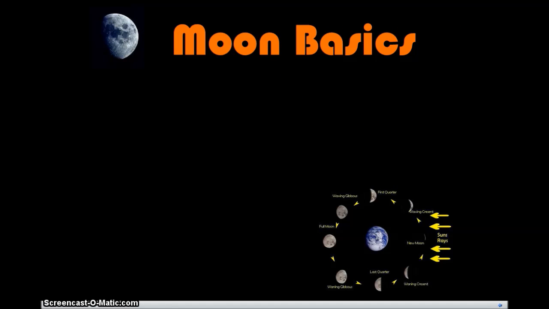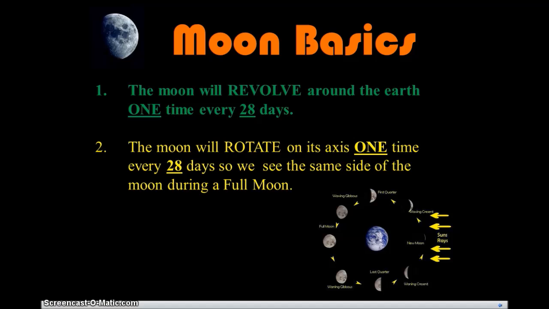First, let's discuss some moon basics. The moon will revolve around the Earth one time every 28 days. So here's the Earth, and the moon revolves or orbits around the Earth. And this orbit takes about a month or 28 days to complete. So this revolution of the moon around the Earth takes about 4 weeks.